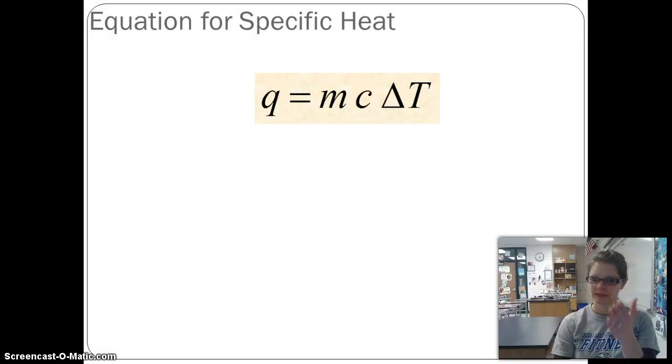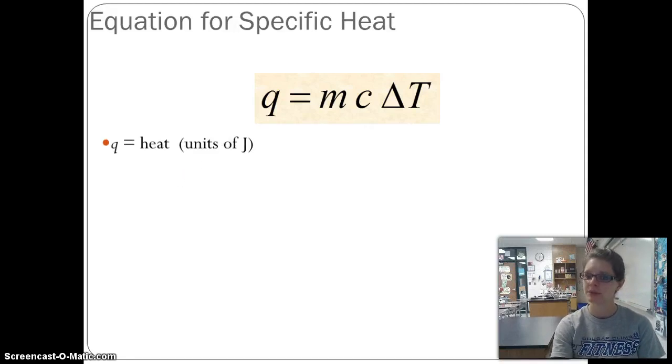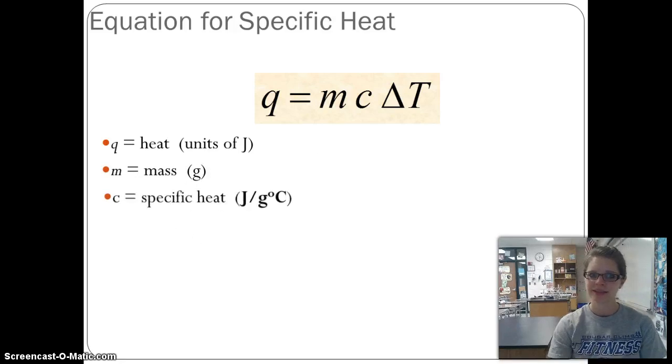Specific heat allows us to do this lovely equation. Let's take a look at the variables. We've already learned that Q is heat. We're going to be using it in units of joules. When you use this equation, make sure you're in joules for heat. M is our mass. Mass is in grams. When you use this equation, make sure it's in grams. C is the letter we use for specific heat. I see it sometimes as S also, but your textbook tends to use C, so I'll go with it. C for specific heat. And we just learned the units for that one are joules per gram degrees Celsius.